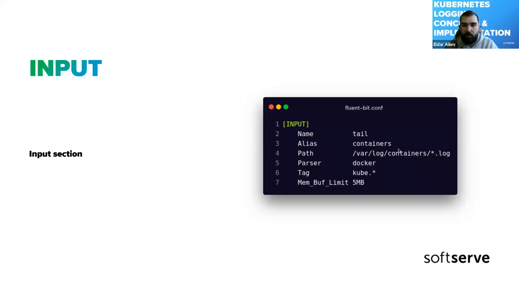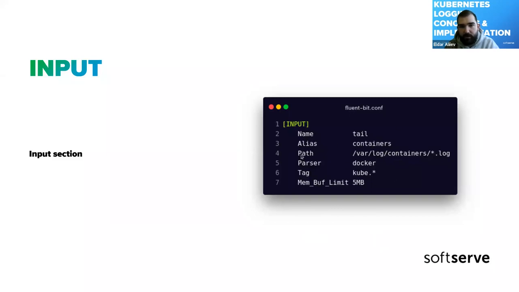If we, for example, want to monitor Fluent-Bit and get the metrics for each input that we define in the configuration file, the alias will help us to tell those inputs apart. Because if you have three different inputs, in the list of the metrics they will be input zero, input one, input two. But if you put an alias on each of them, it will be, for example, input containers and so on. So just keep this in mind.